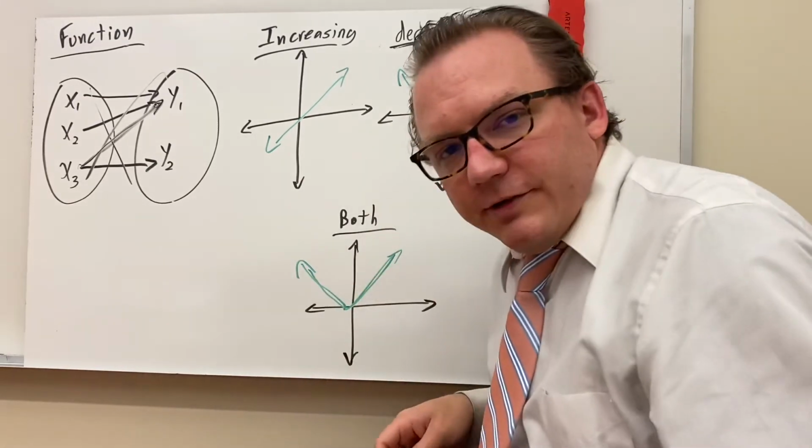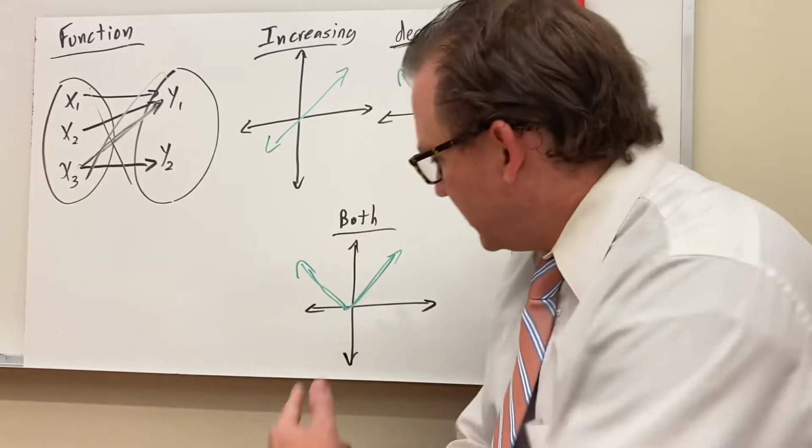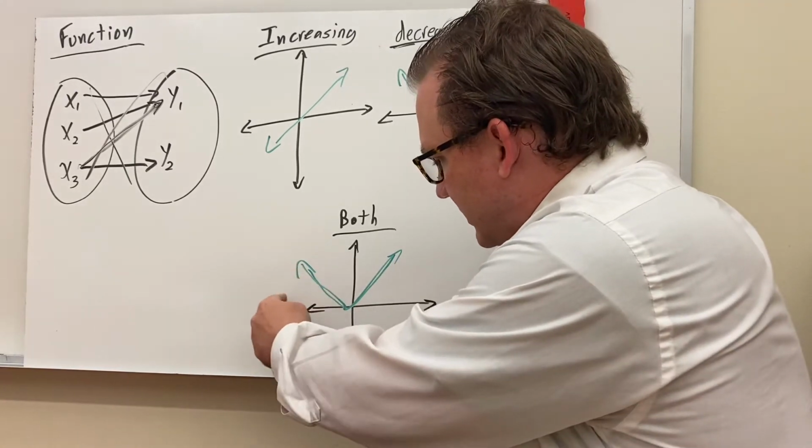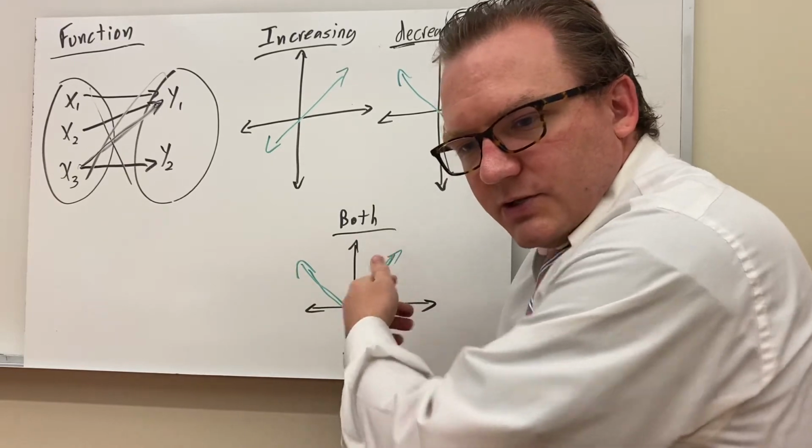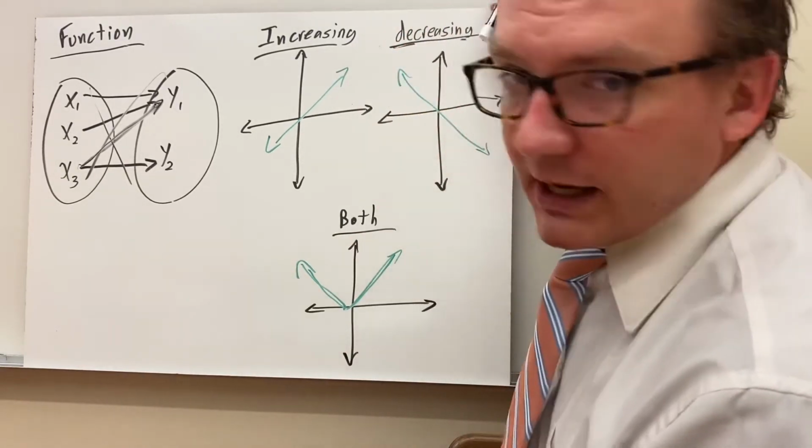It can also be both. Functions can change direction. So it could be decreasing up until this point, and then it starts increasing, or it can increase and then decrease, or it can go back and forth a few times, depending on the type of function.